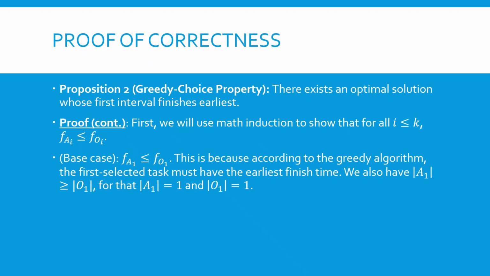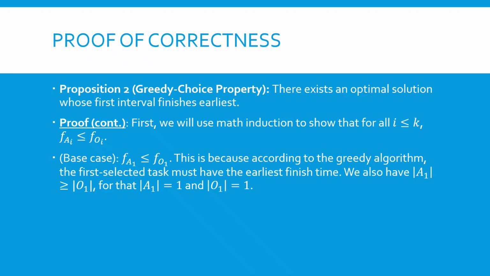With this notation, we will show that for every index i less than or equal to K, the finish time of A_i, denoted F(A_i), is less than or equal to the finish time of O_i, denoted F(O_i). In other words, the ith job chosen by the greedy algorithm finishes no later than the ith job in the optimal solution.